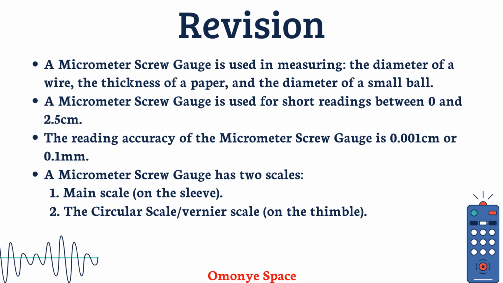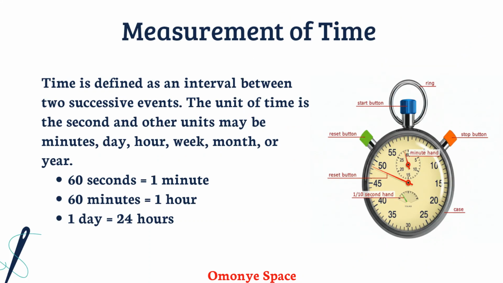A micrometer screw gauge is used for short readings between 0 and 2.5 centimeter. The reading accuracy of the micrometer screw gauge is 0.001 centimeter or 0.1 millimeter. A micrometer screw gauge has two scales. The first scale is known as the main scale, and this scale is located on the sleeve, whereas the second scale is known as the circular scale, also called the vernier scale, and this is located on the thimble.